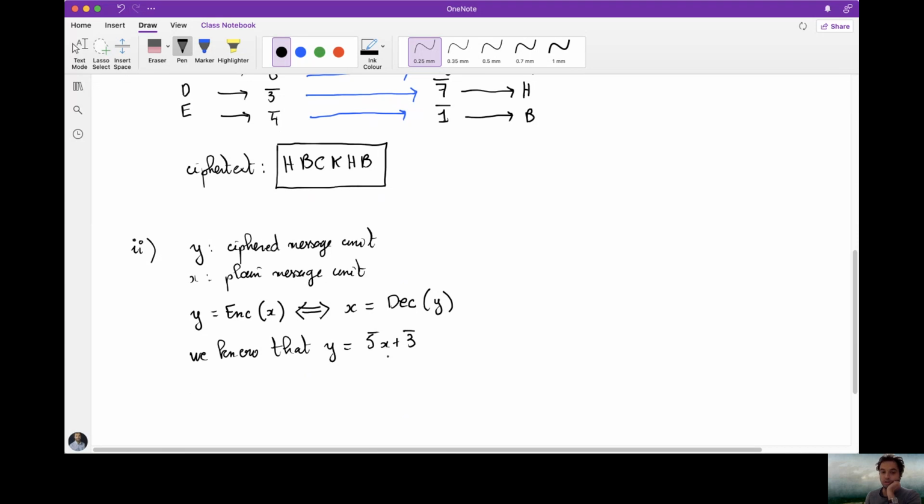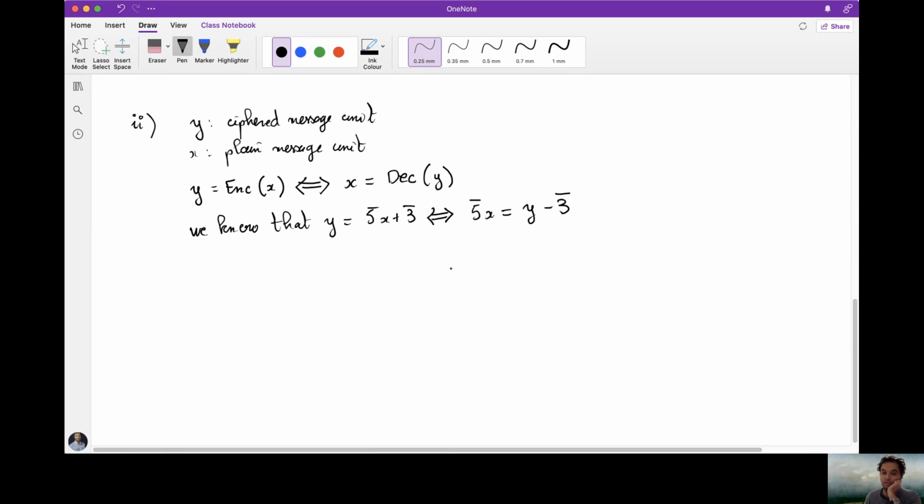So now we just need to isolate X in this equation to find the deciphering transformation. This is quite simple. We pass the 3 to the other side, so it becomes 5X is equal to Y minus 3 modulus 11, and the only thing left is to find the inverse of 5. So this is the same as saying that X is equal to the inverse of 5 times Y minus 3.